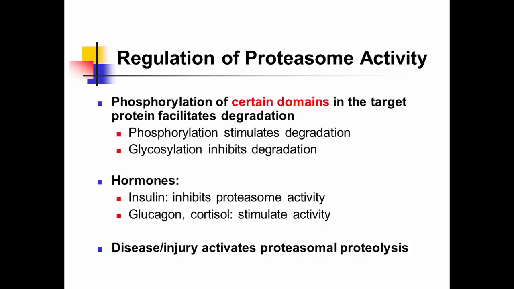And the degradation of protein by proteasome can also be regulated by hormones. So insulin basically inhibits proteasome activity, so inhibits proteasome degradation, and glucagon and corticoids stimulate degradation. So for example, under fasting conditions or some kind of stress condition, protein degradation is promoted, right? Which makes sense.